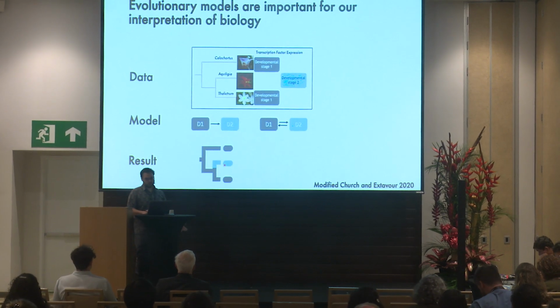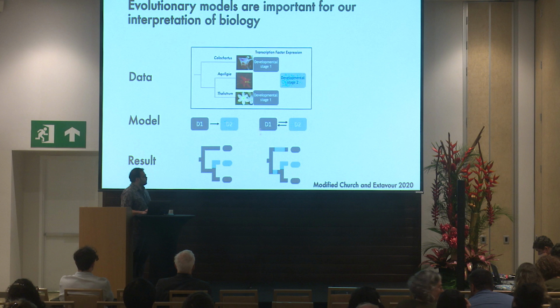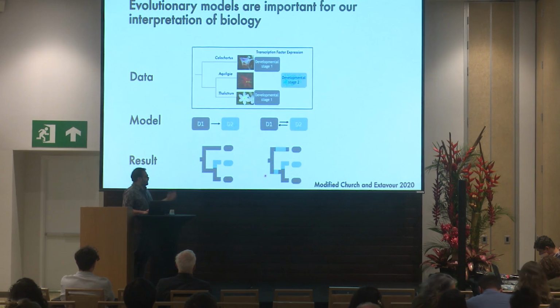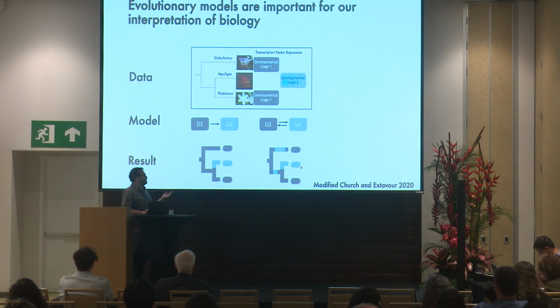But what if we fit a different model, one that allows for reversibility? If we fit this model, we might get a different interpretation of biology, one that is meaningfully different from this other one. Here we see that, in fact, it wasn't a de novo evolution, but it was a reversal from the ancestral condition. Now, of course, this is a dummy example, just to drive this point home, but it really highlights that models are important for our interpretation.